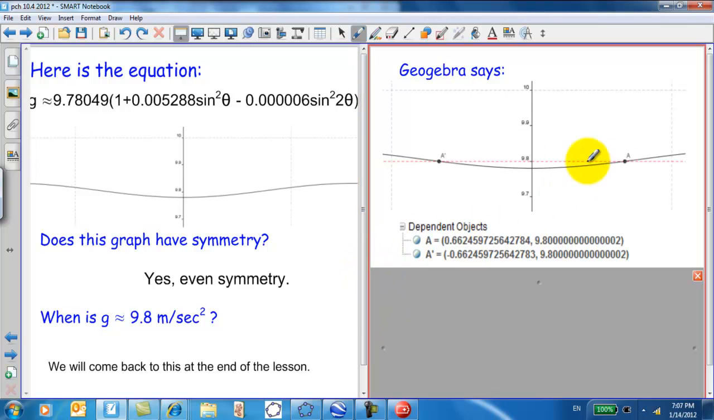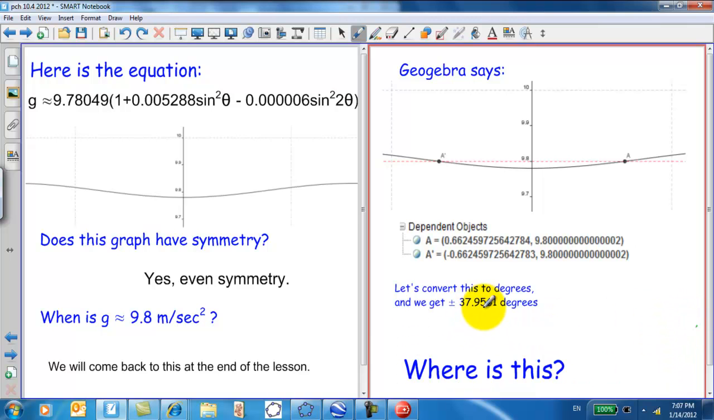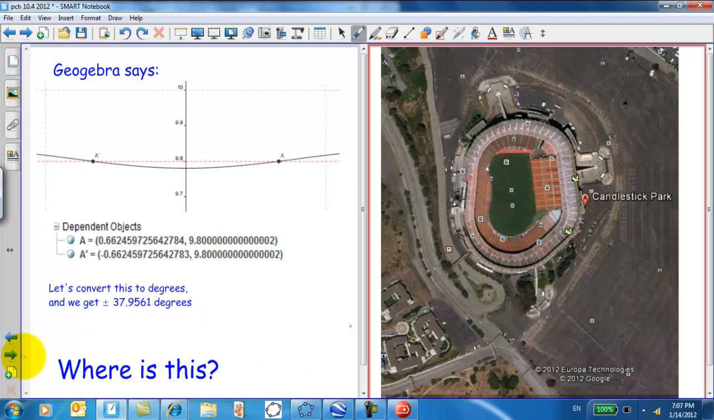You might wonder, why did it say 8 prime? Well, I took advantage of the symmetry, and also I kept on doing the solver on this, and it was a little frustrating because I kept clicking on it. It only showed me 1 point because it was finding all sorts of roots way out here because this thing will continue to oscillate. It doesn't know we just have one planet here from -90 to 90 latitude. So let's convert this to degrees, and you get 37.956 degrees. So that's both north and south of the equator. Where is this? There. Candlestick Park. Look at that.